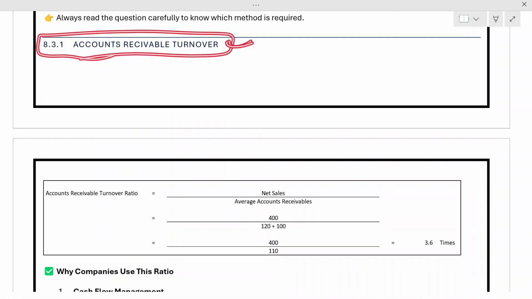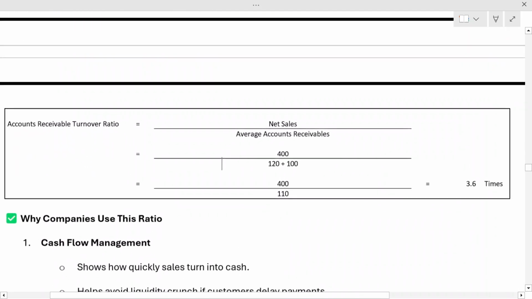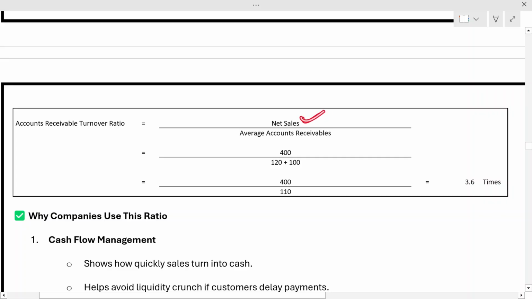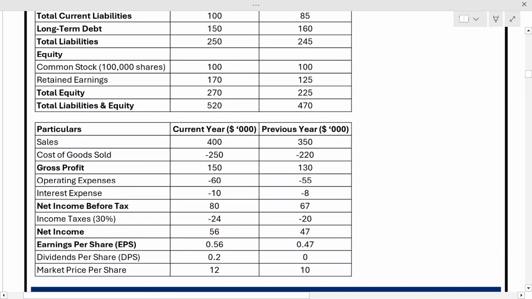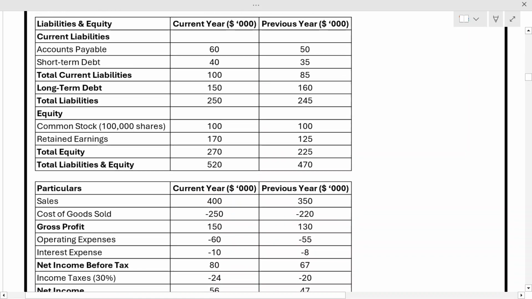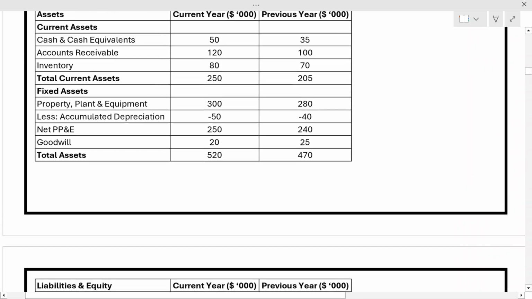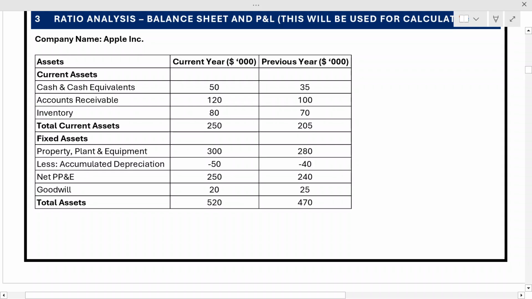Basically, this ratio says what your net sales are and what your average accounts receivable is. So we need our net sales and average accounts receivable. If we go above to our P&L, our sales is $400, and our accounts receivable is 120 for the current year and 100 for the previous year. If we take the average of both, the average will be 110.